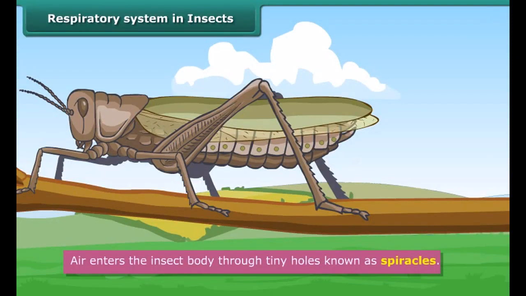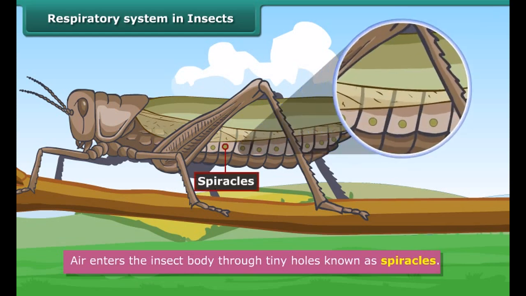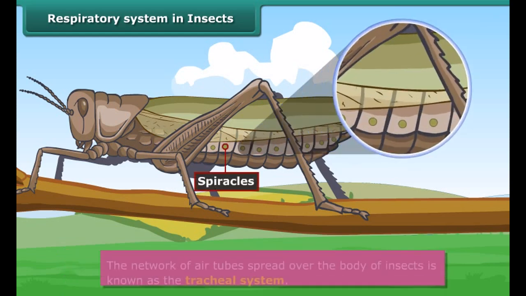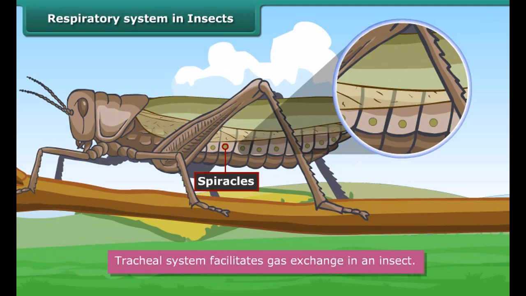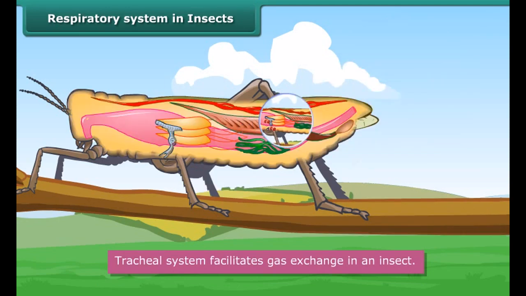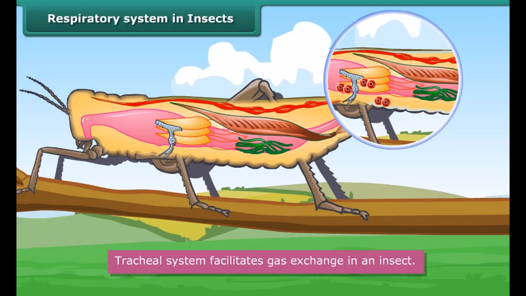Air enters the insect body through tiny holes present on the sides of the body. These holes are known as spiracles. The spiracles open into a network of thin air tubes spread over the body of an insect. These tubes are known as the tracheae and they facilitate gas exchange. Oxygen reaches the cells through the tracheal system, and the carbon dioxide is received from the cells by the tracheal system and expelled from the insect body through spiracles.